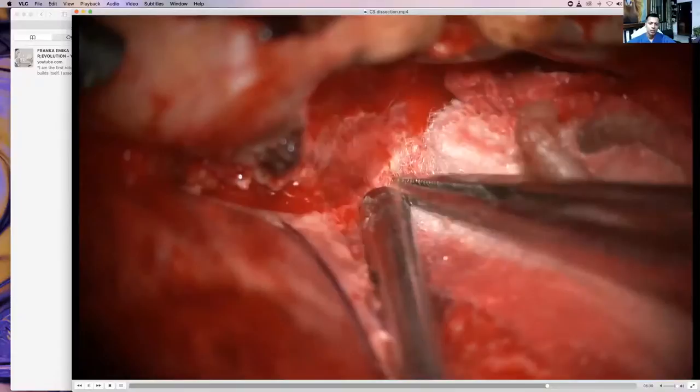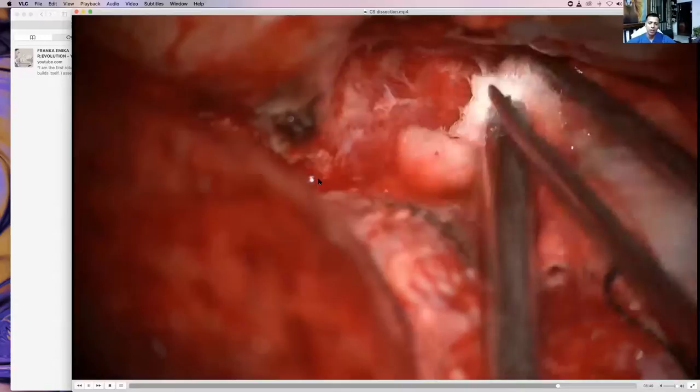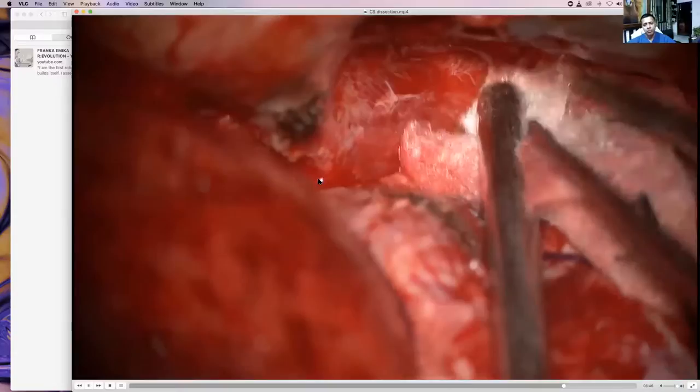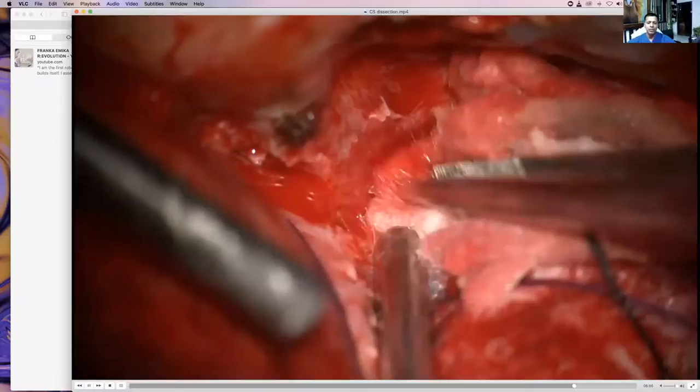We are going back. See, this curvature is nothing now. You can get into the base here. If you get into the base here, you're in the suprasellar cistern. If you cut the dura there, you're in the suprasellar cistern. To get into this layer is difficult. If you get into a wrong layer, you will have severe bleeding.